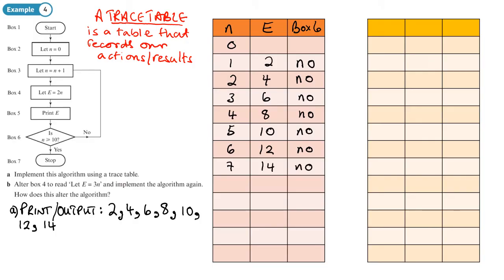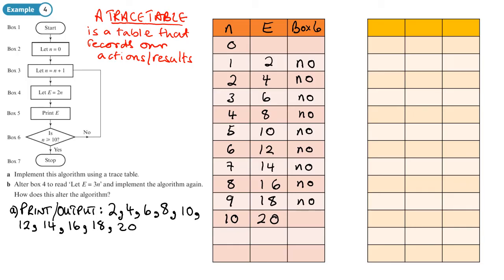N is still not greater than or equal to 10, so we add 1 again. We double it to get e, we print e. N is still not greater than or equal to 10, so we increase it by 1 again. We double it to get e, we print e. N is still not greater than or equal to 10. We increase n by 1, we still double it, and we print it before we get to the decision.